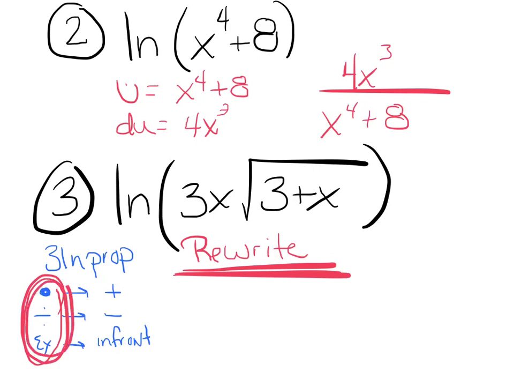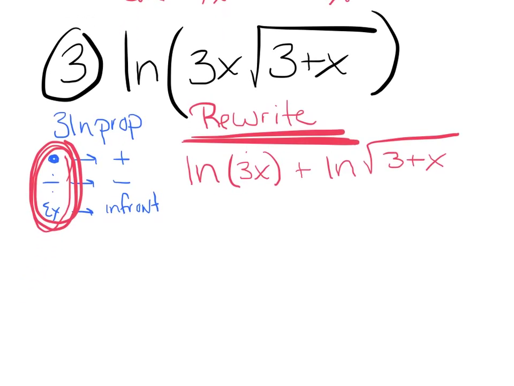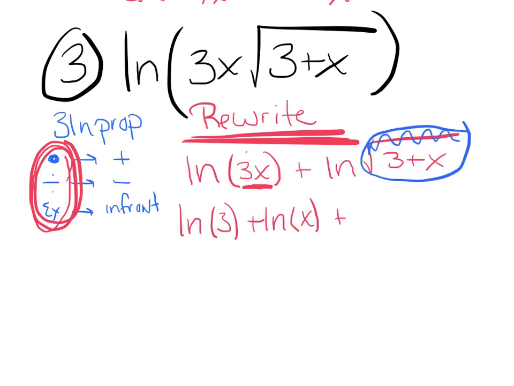So I'm going to say this is really the ln of 3x plus the ln of the square root of 3 plus x. Now you might be saying to yourself, you can rewrite this another way, and I'm going to do that as well. Again, I see multiplication in here, so I'm going to say this is the ln of 3 plus the ln of x, plus, I actually see an exponent here. I can rewrite this as this chunk to the 1/2 power. So I can say this is 1/2 ln of 3 plus x.